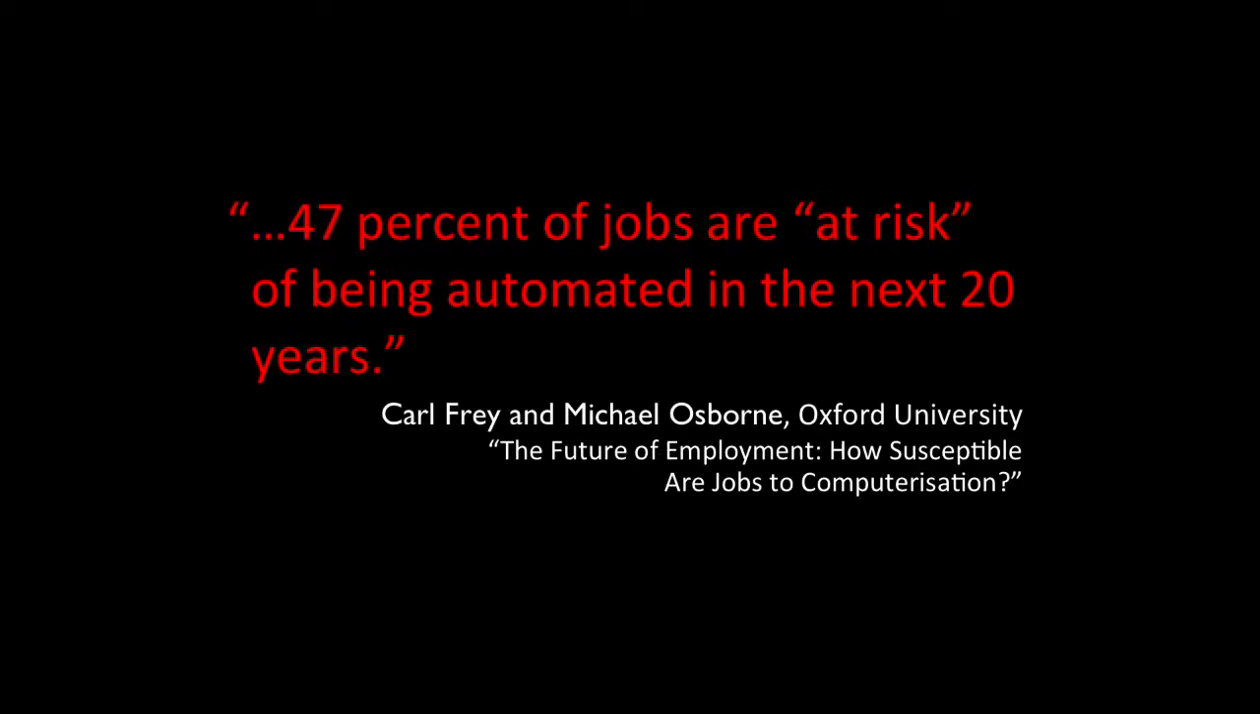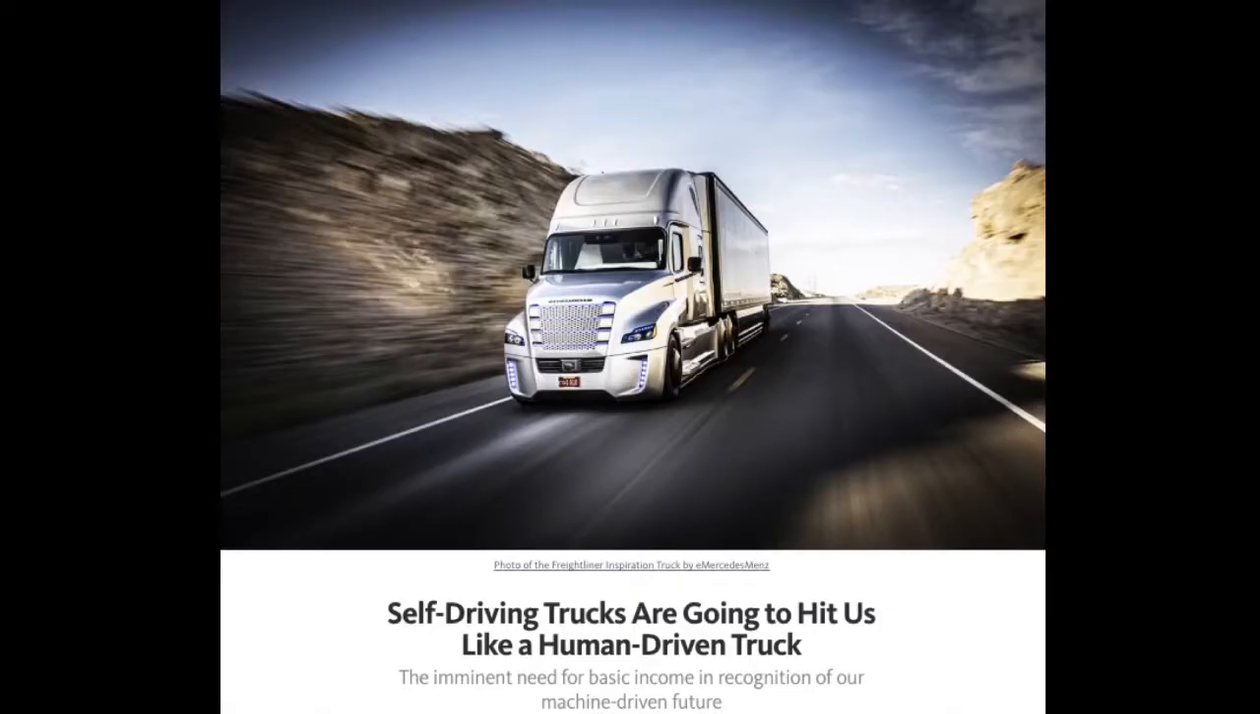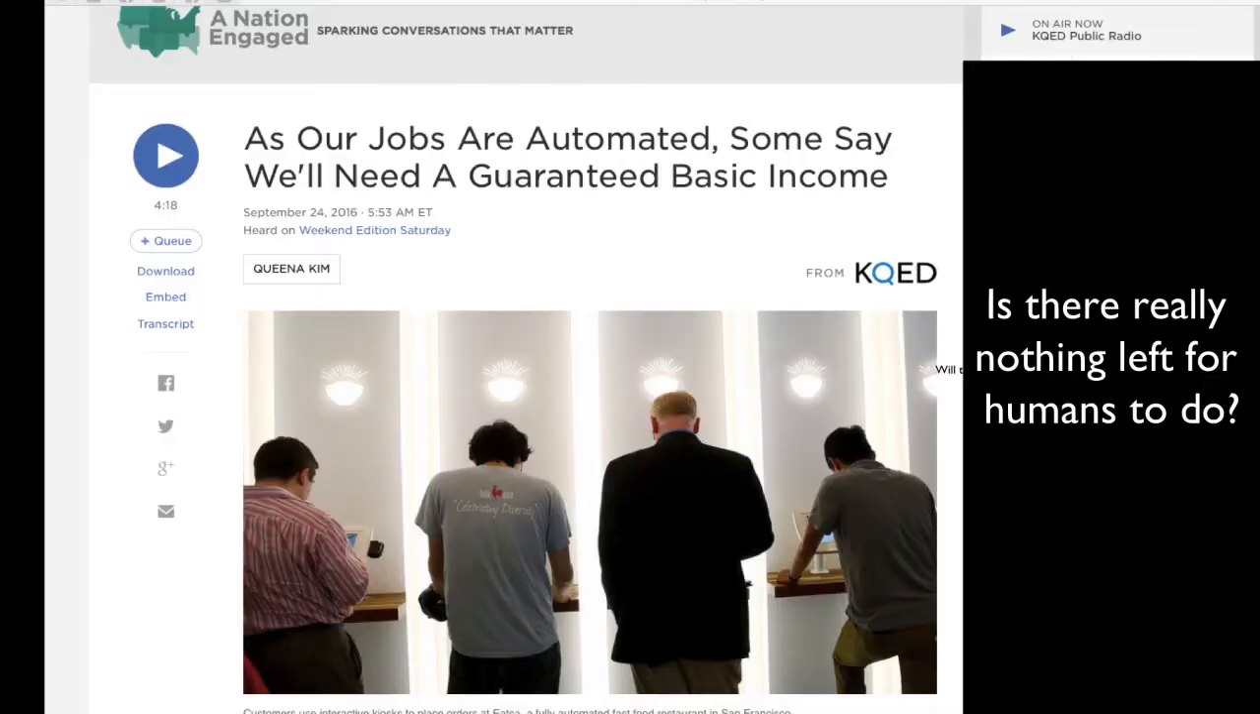So, you know, people are afraid because they hear, for example, researchers at Oxford telling them that 47% of jobs are at risk of being automated. They see articles like this one saying self-driving trucks are going to wipe out all the trucking jobs. They hear that we may need universal basic income because there will be nothing left for people to do. We're just going to have to hand out money.